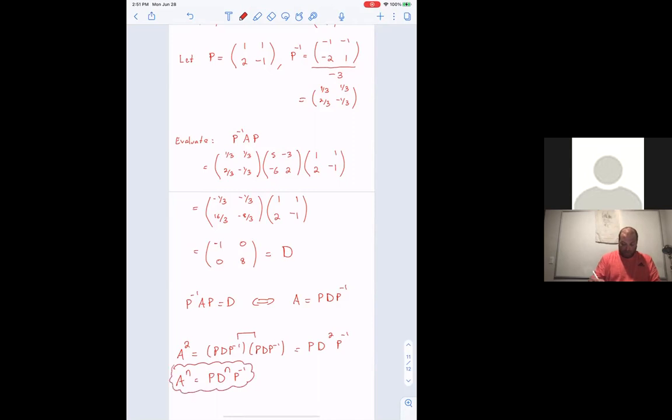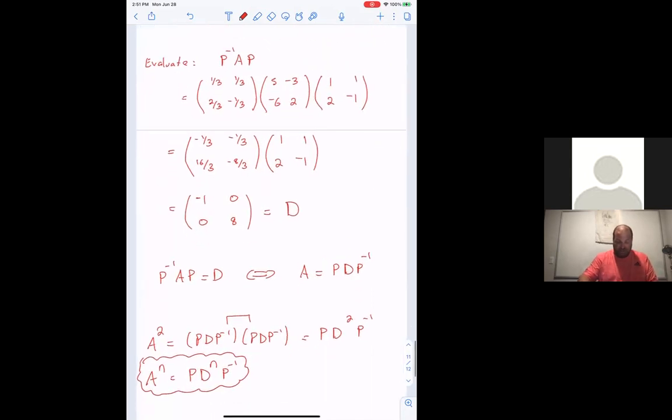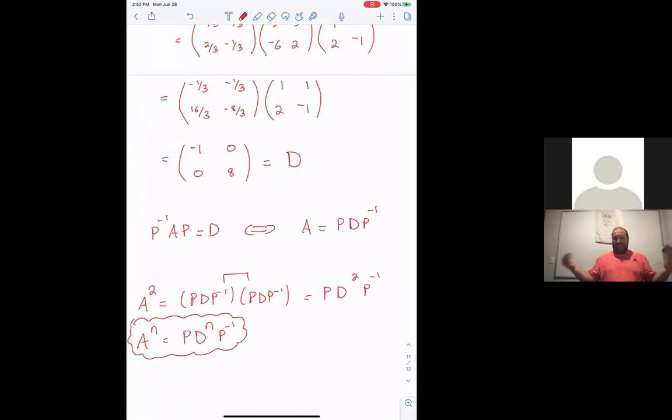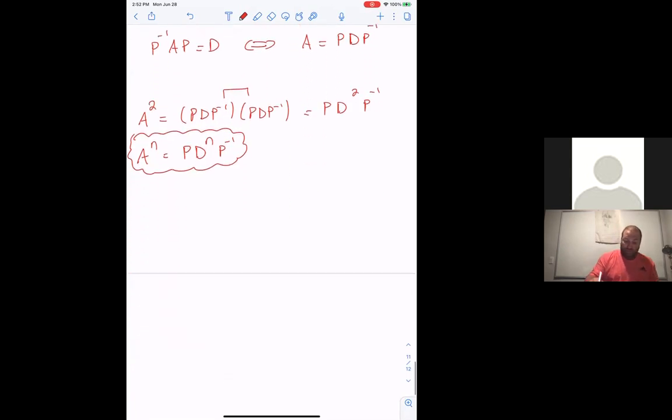Now, why is taking the diagonal matrix to the nth power any better than taking the original matrix to the nth power? The answer is because we know a trick for diagonal matrices to the nth power. Because of all the zeros, you can just take each entry to the nth power and not worry about the actual multiplication. This is a huge, huge result. Let's do an example to demonstrate its usefulness.